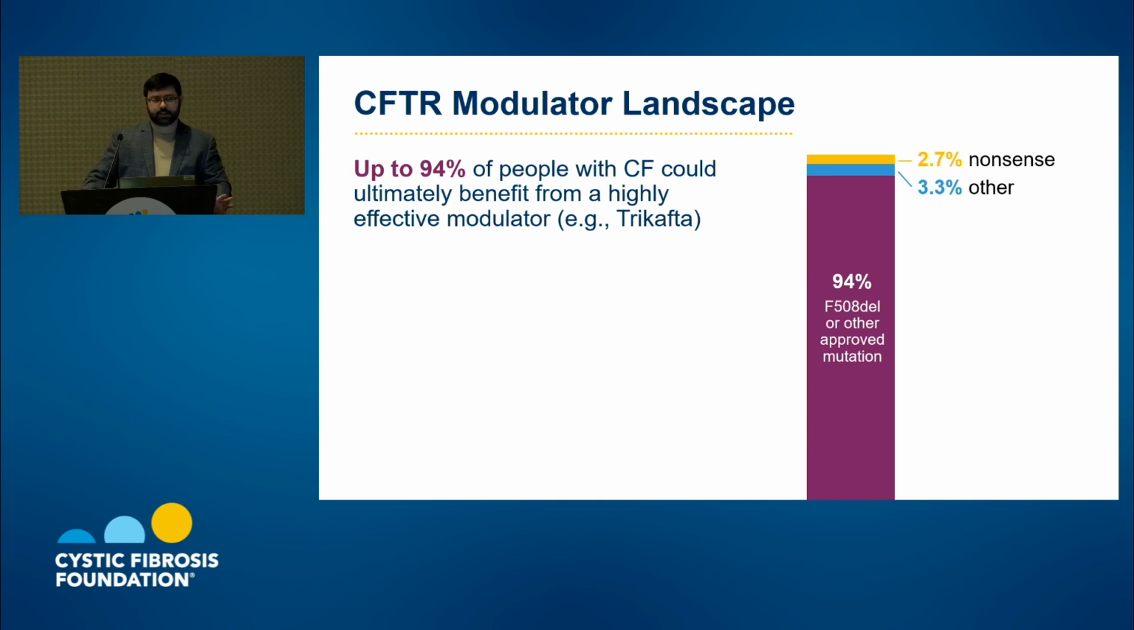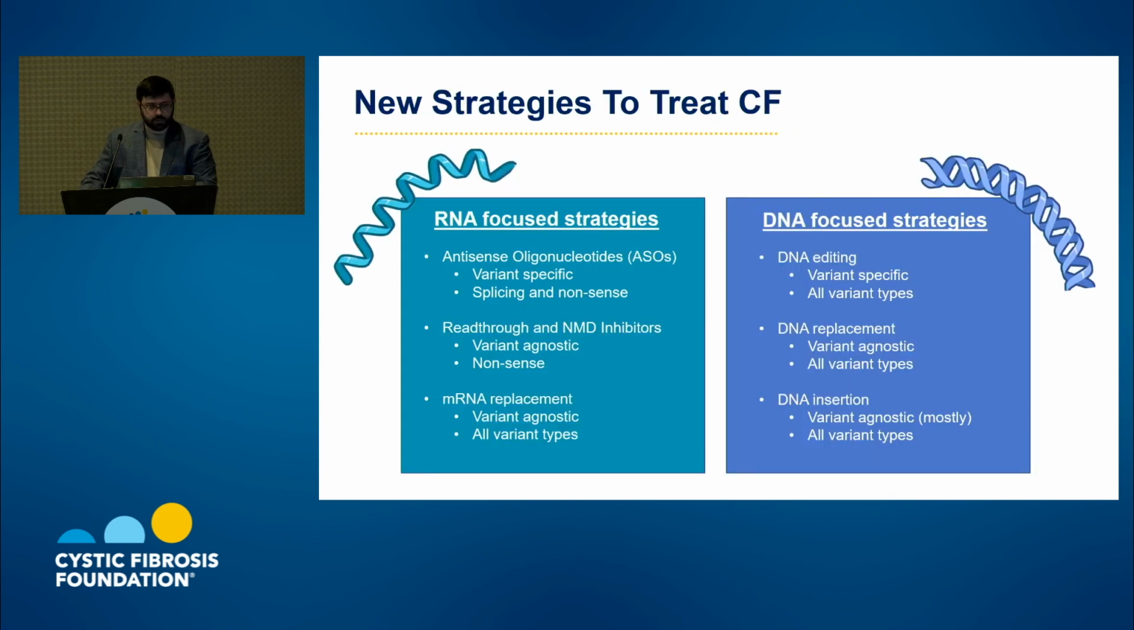So you've already seen this slide a bunch already. But essentially, in the US at least, we think roughly 94% of the population could ultimately benefit from highly effective modulators, leaving that 6 to 10% that don't have access to modulators and will need some other form of genetic-based therapy. So I'm going to turn it over to Patrick now, who's going to run us through a lot of the different strategies that we're exploring to advance these therapeutics. Thanks. Patrick?